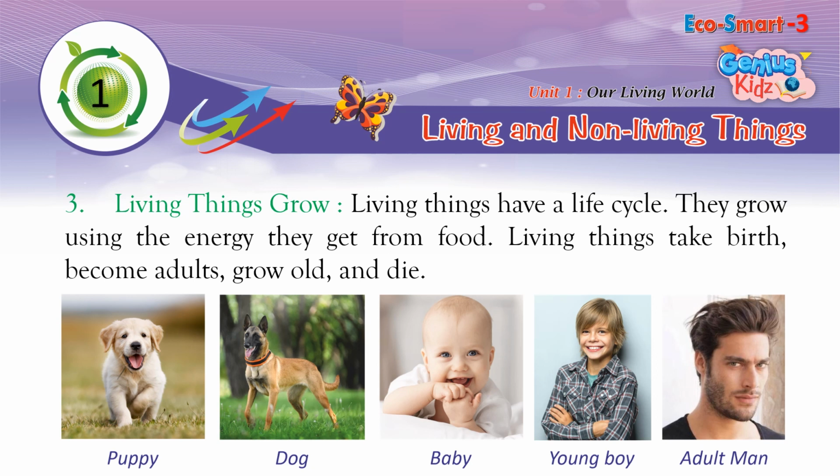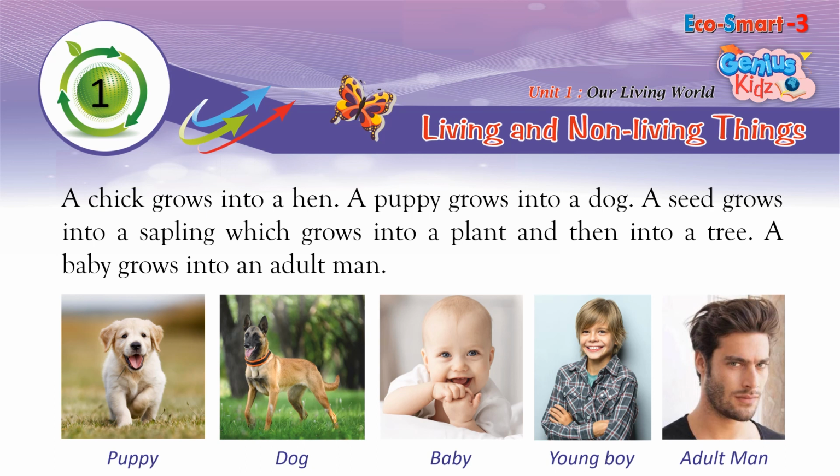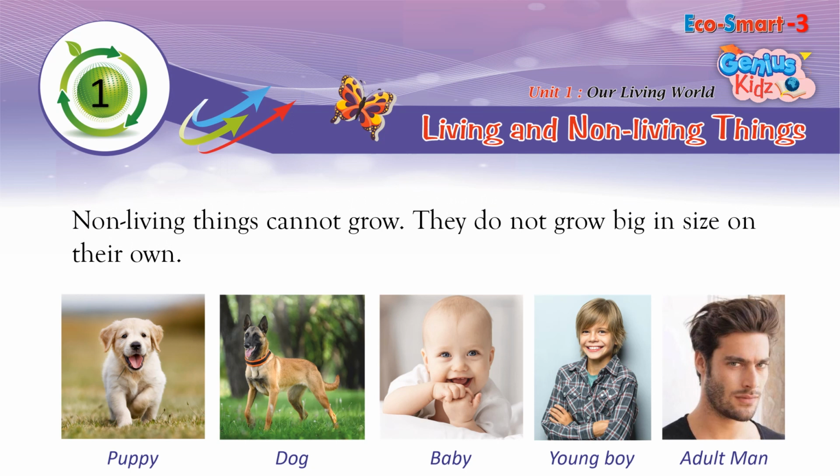3. Living things grow. Living things have a life cycle. They grow using the energy they get from food. Living things take birth, become adults, grow old, and die. A chick grows into a hen. A puppy grows into a dog. A seed grows into a sapling which grows into a plant and then into a tree. A baby grows into an adult man. Non-living things cannot grow. They do not grow big in size on their own.